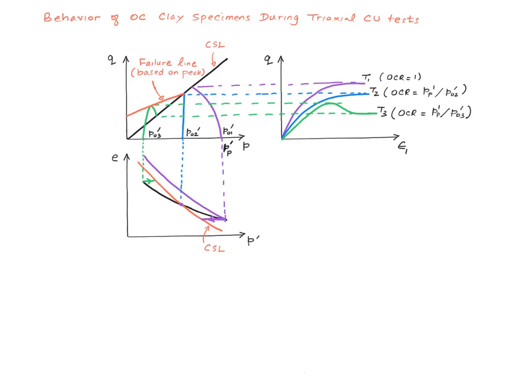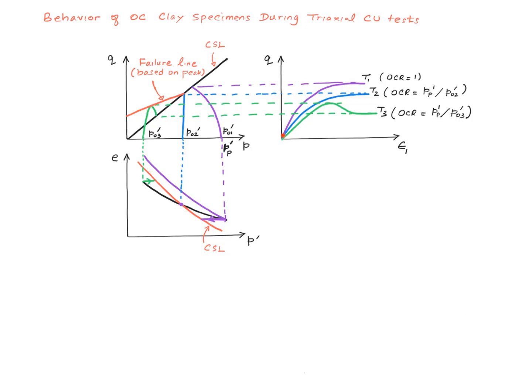In fact, the specimen used in test number 1 is normally consolidated. So just like we did before, I consolidated it up to this point along the virgin compression line and then sheared it under undrained conditions. So this is a typical effective stress path that you will get for a normally consolidated clay, right? So this will serve as a reference test for us to establish the pattern here.